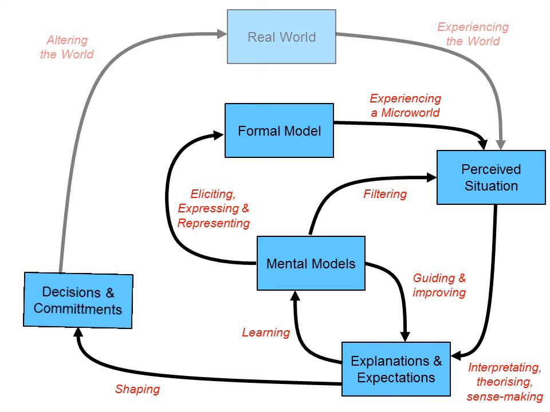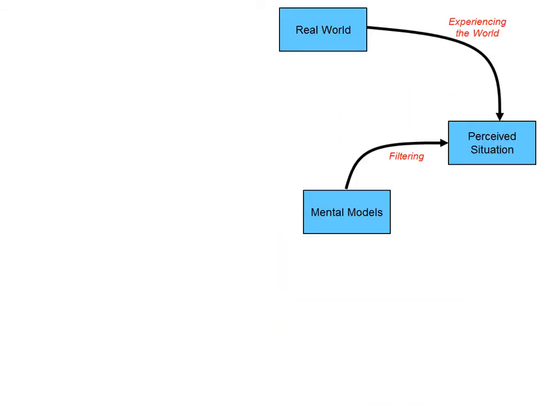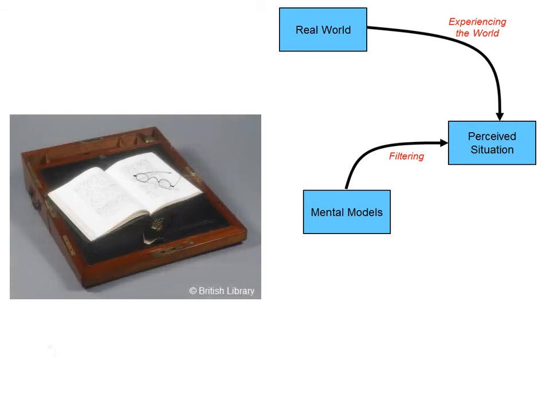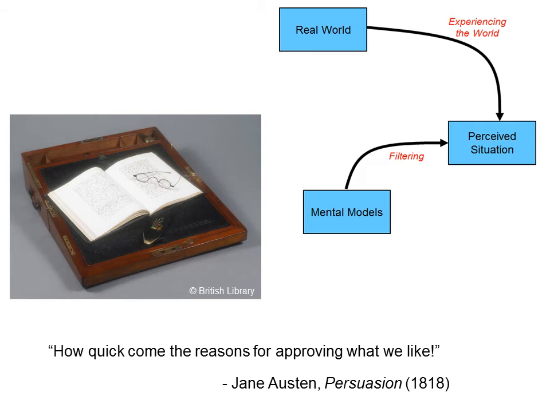Everything in that first mind map can be located on this diagram, but we found that we got new ideas about how the behavioural approach applied. A couple of examples. There's a large literature on the limitations of human rationality for each of the stages described in this figure. So when prioritising what to look at in the real world, people tend to seek out information that is more consistent with their own views. Well, Jane Austen sat at this desk 200 years ago and reported a similar phenomenon in her novel Persuasion. How quick come the reasons for approving what we like.